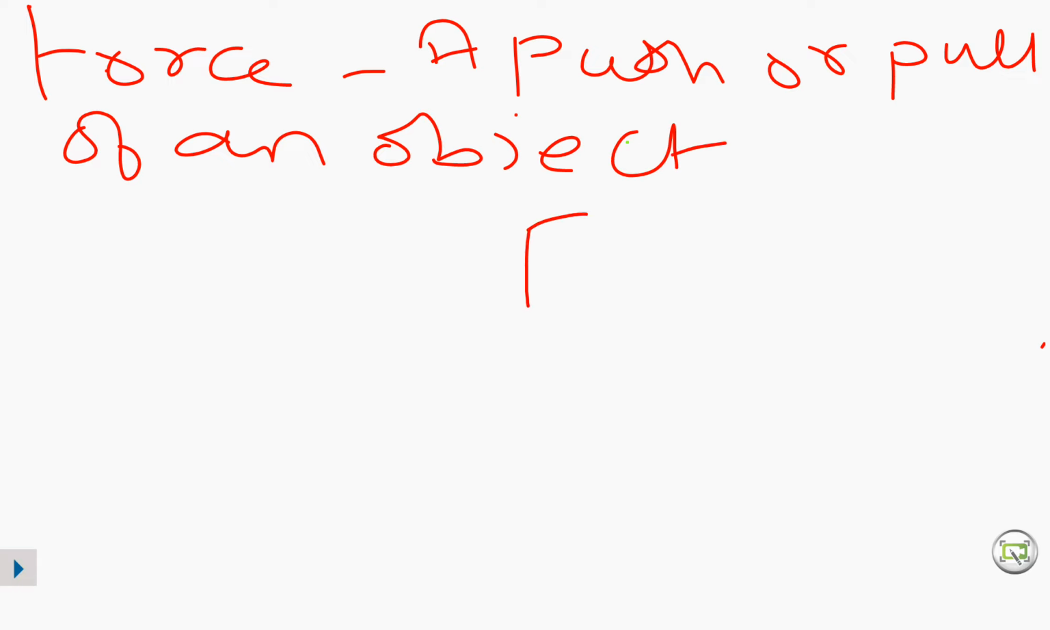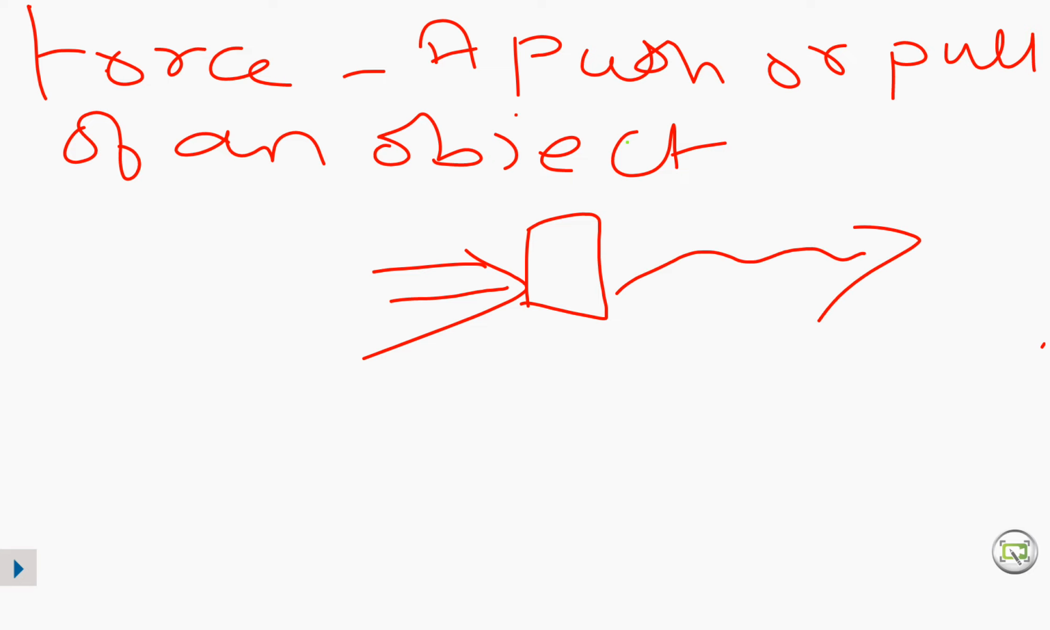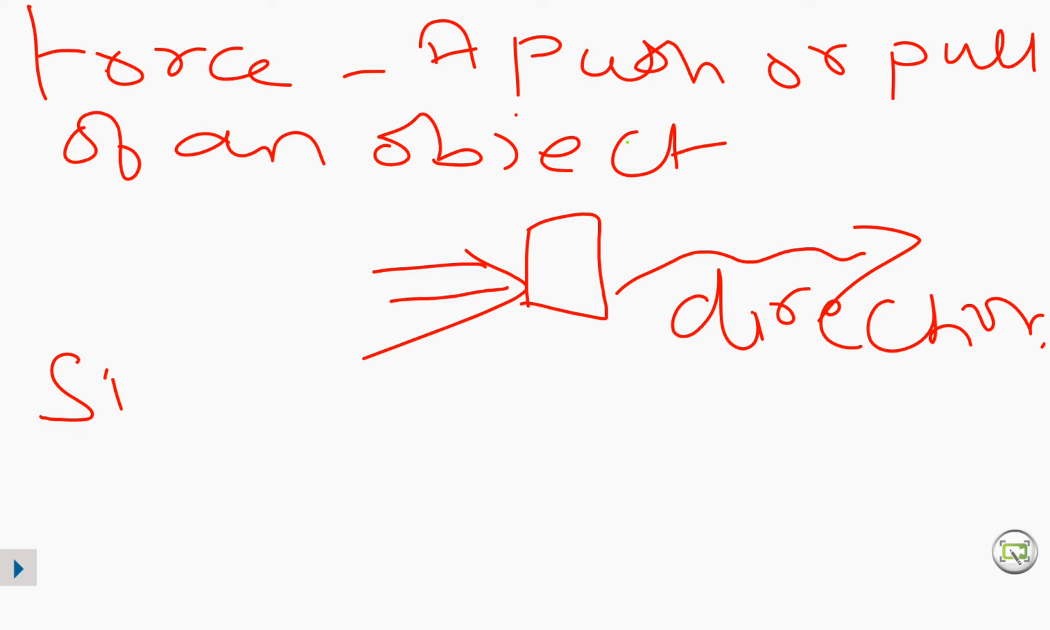If we consider this is an object, and we are applying force, then only this object will move in this particular direction. So to make this object be in motion, or to make this object move, we have to apply some force. That is known as a push or pull of an object, known as force. Second, the SI unit of force. The SI unit of force is Newton.